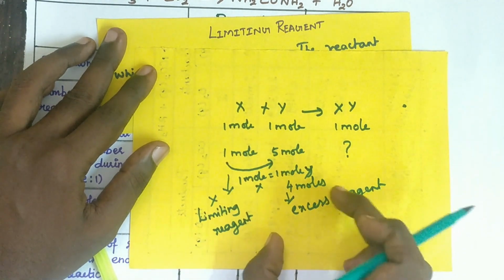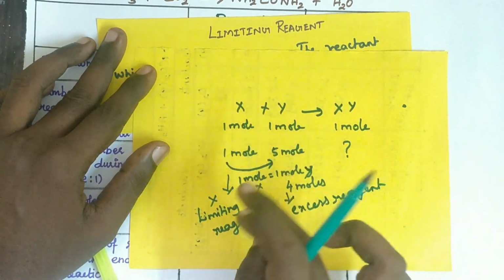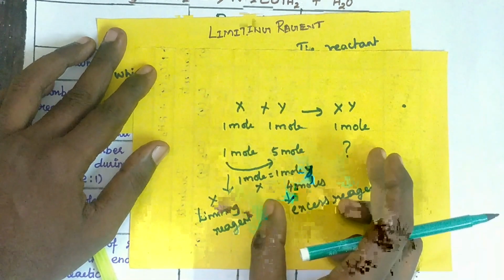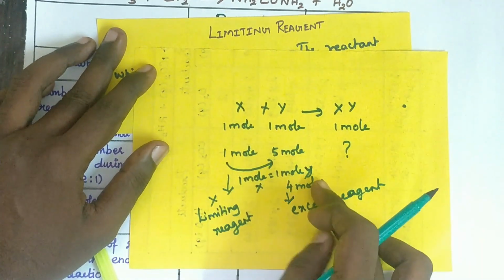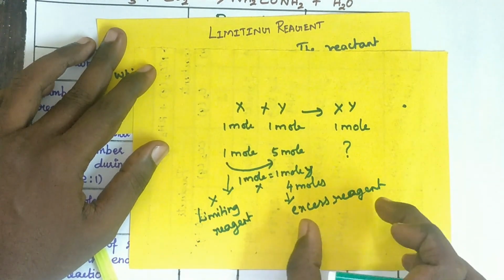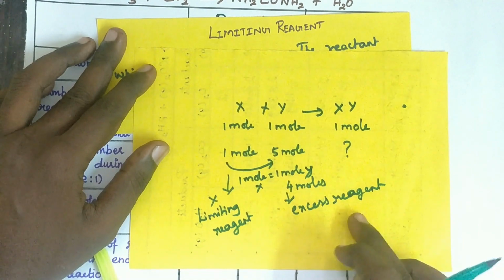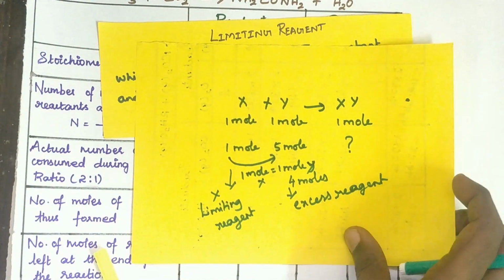Limiting reagent means the smallest amount that completely takes part in the reaction, that is completely consumed in the reaction. Only the smaller amount which is completely consumed in the reaction is said to be the limiting reagent. The reagent left over is called the excess reagent. So let's see one example.